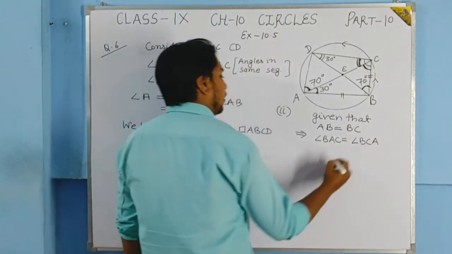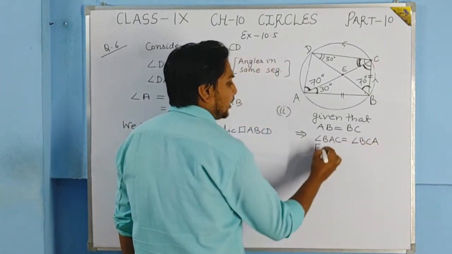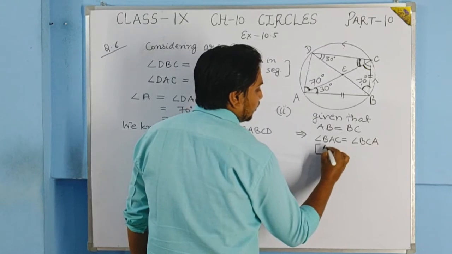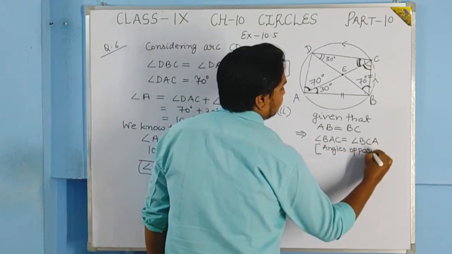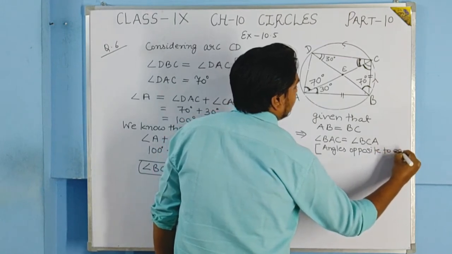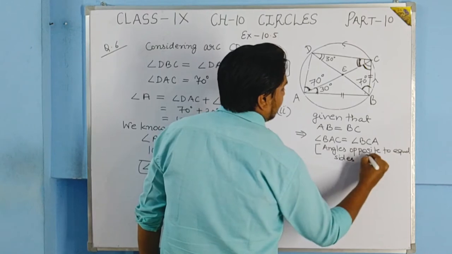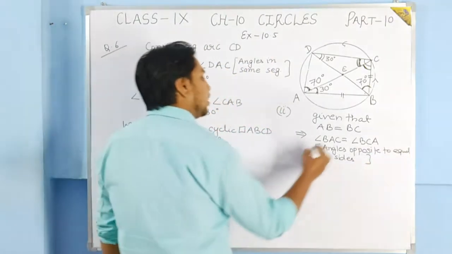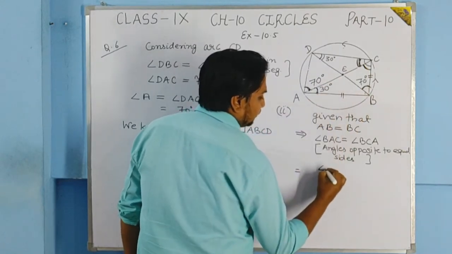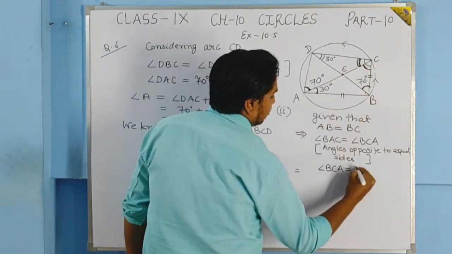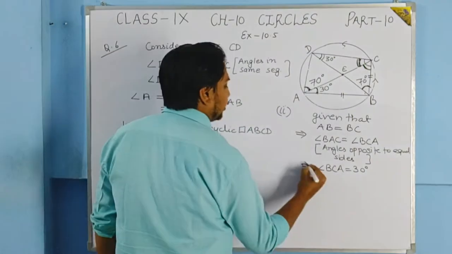Okay, and what reason will you write here? You will write that angles opposite to equal sides. Okay, this reason you will write. So here you can say that angle BCA is equal to 30 degrees. Okay, angle BCA is equal to 30 degrees.